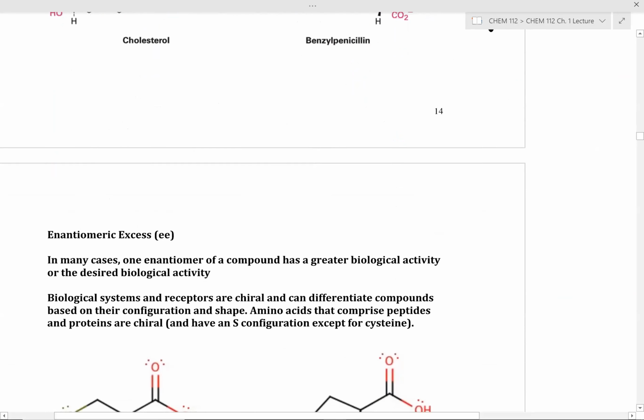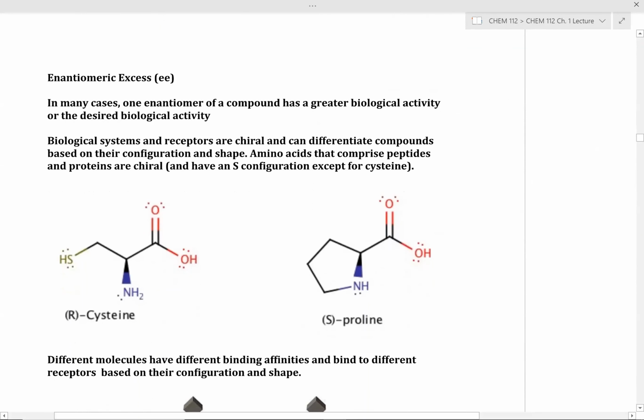Okay, so moving on. Enantiomeric excess is a really critical idea, and it's a really commonly reported value to help assess the potential selectivity of certain reactions. In many cases, one enantiomer of a compound has a greater biological activity or even has the desired biological activity at all. Biological systems and receptors are chiral.